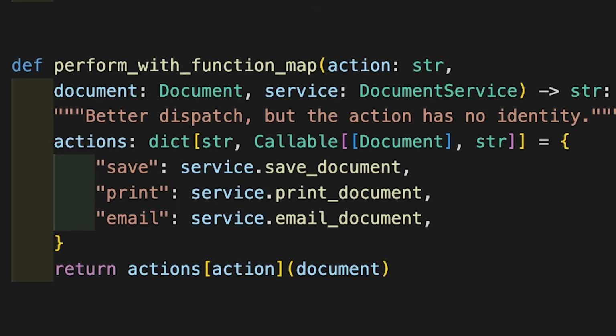This code is clever. It removes the giant conditional. It even looks elegant. But there's a subtle problem here. Something important is disappearing from the system. Can you see what it is?